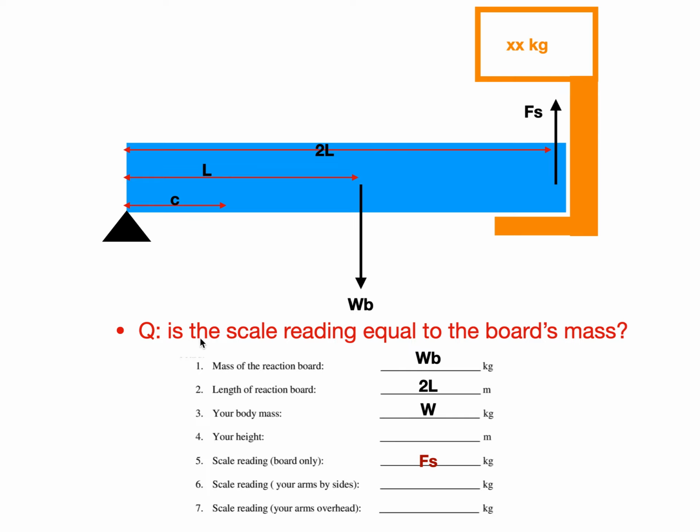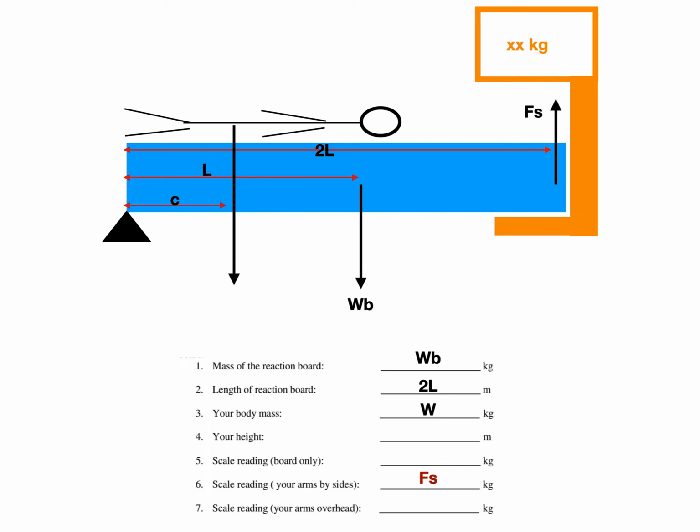And the question here, think about it, I'm not going to give you the answer, but that's a really important concept. Is the scale reading here in this situation equal to the board's weight, WB here? So would WB be equal to Fs in this situation? Alright, I'm going to give you an answer actually. The answer is no. And Fs would be 1 over 2 WB. So think about why. So that's the Fs with board only.